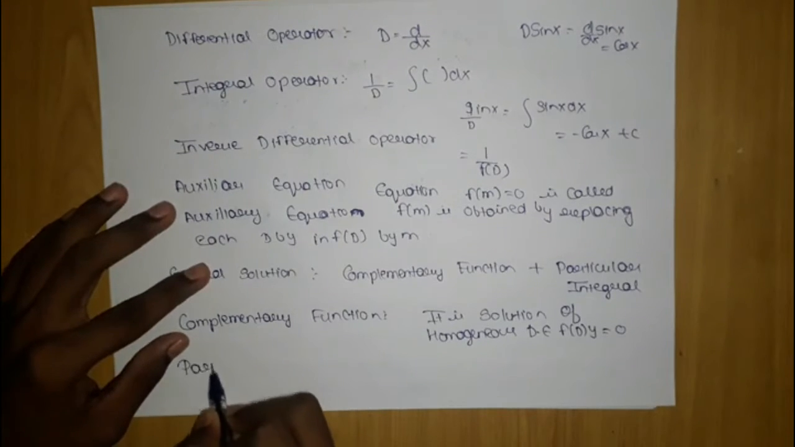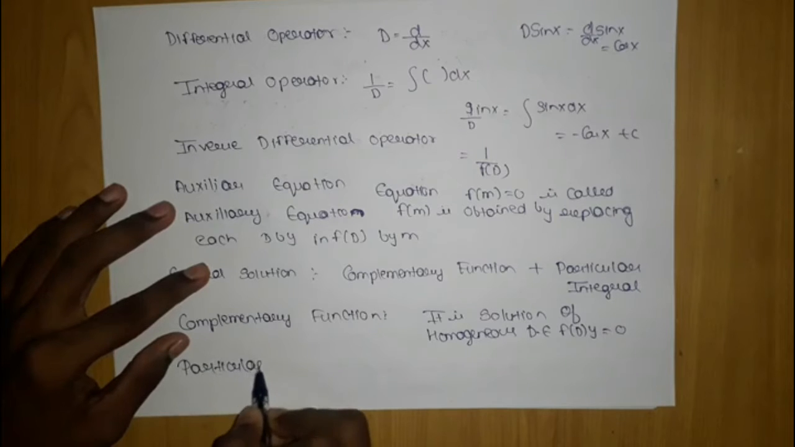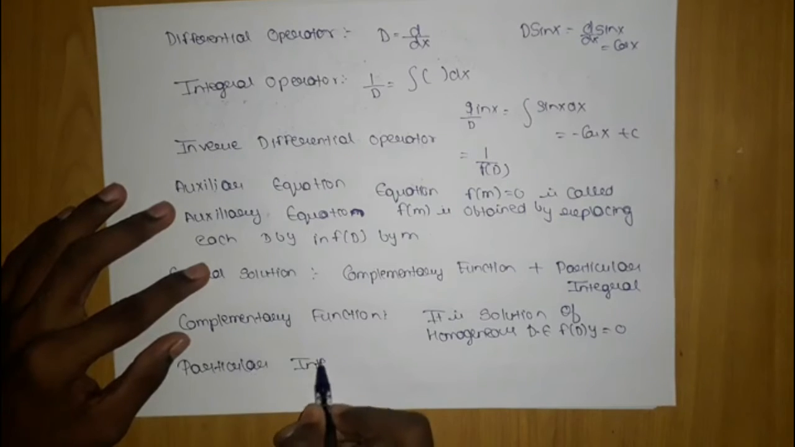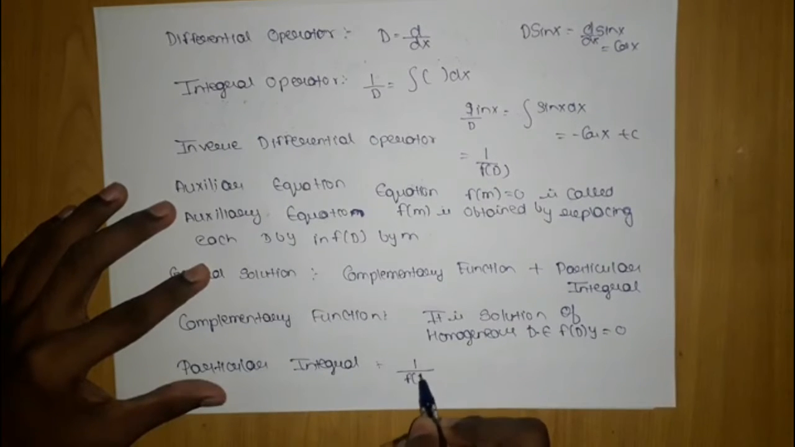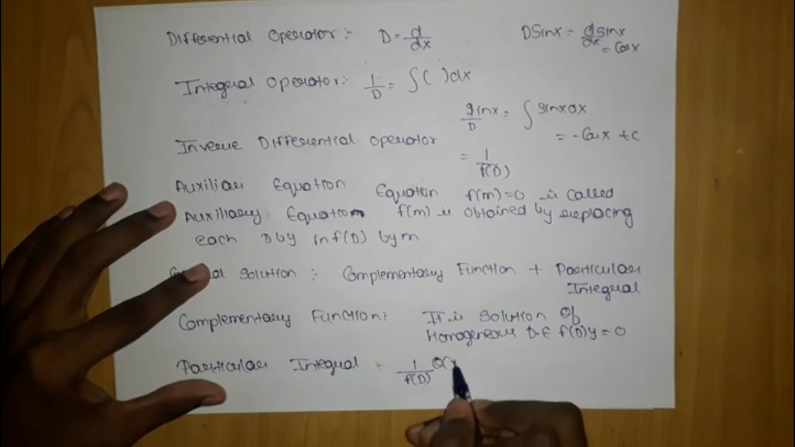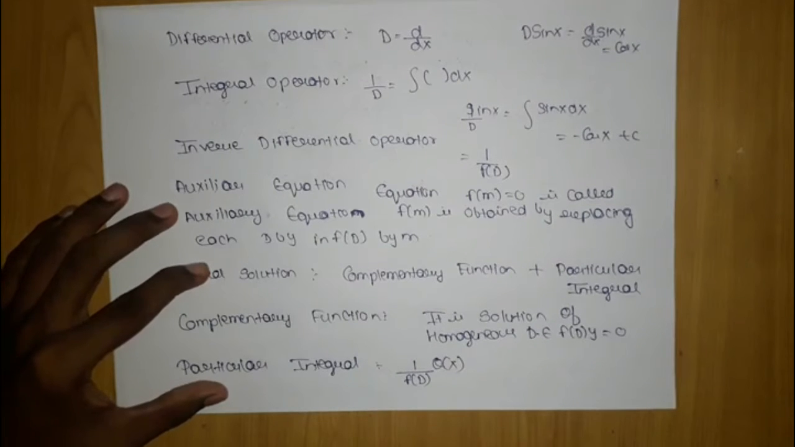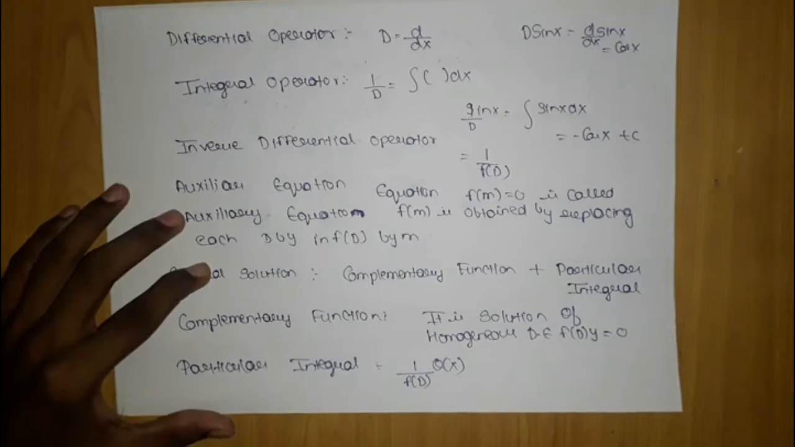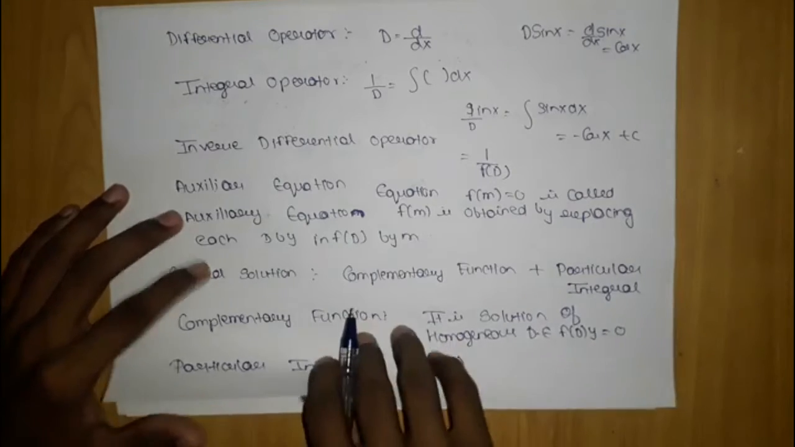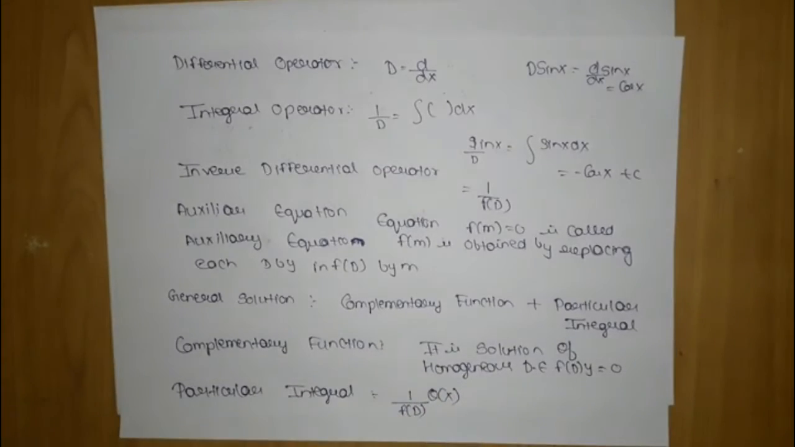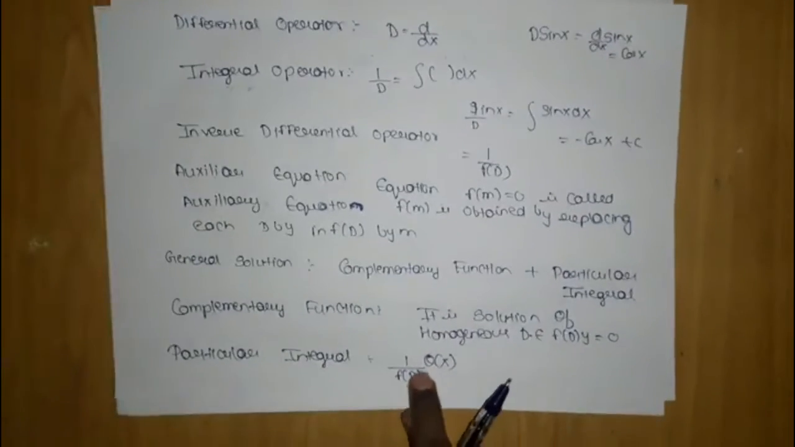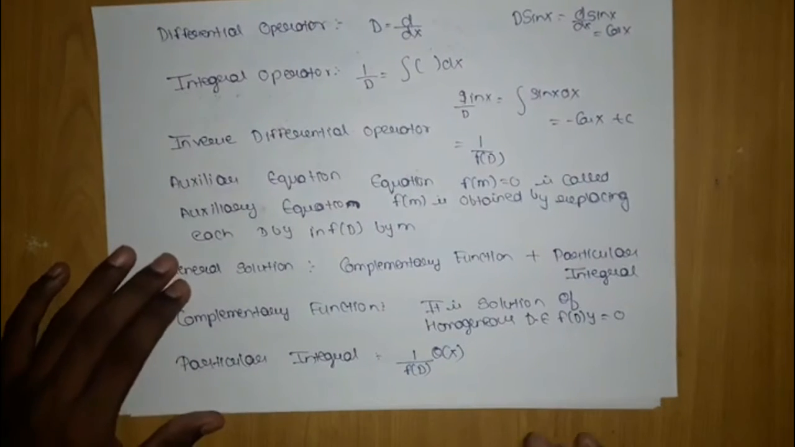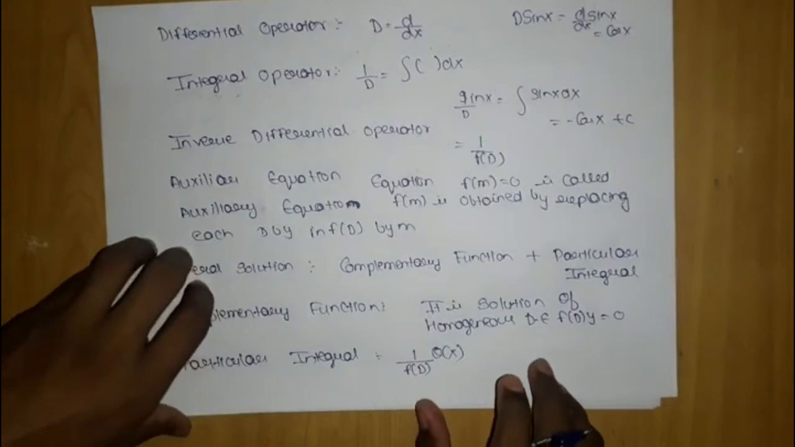Now we will see what the particular integral is. The particular integral is nothing but 1 upon f of d into q of x. You know how to get f of d from f of d y equal to q of x. So from this you write 1 upon f of d into q of x. This will be the particular integral. Now we are going to see some theorems.